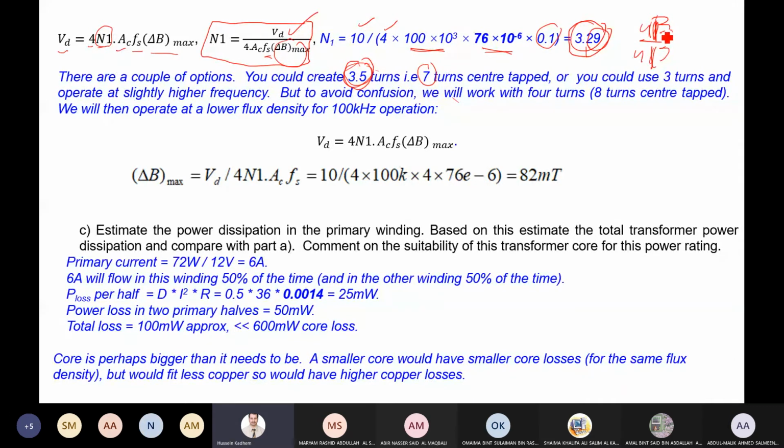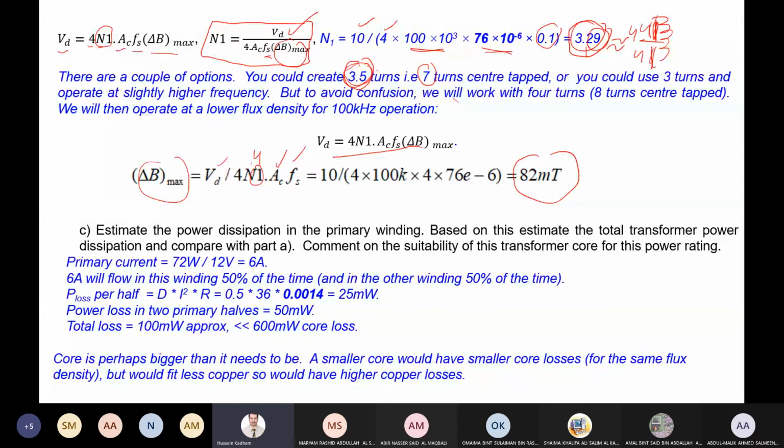But if I approximate to 4, then I need to go back and make sure what is the difference which will give me the same effect. It means I go back to this formula here. I change N1 to be 4. Area is the same, Fs is the same, Vd is the same, but delta P max will be different. So I will not work with 100 millitesla, I will work with 82 millitesla. Your transformer will work with this amount of delta P max.